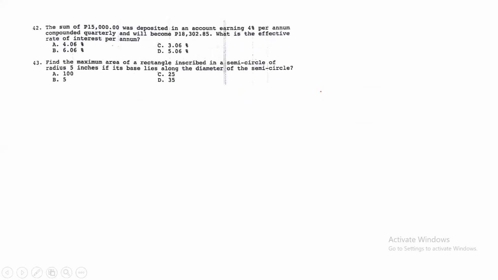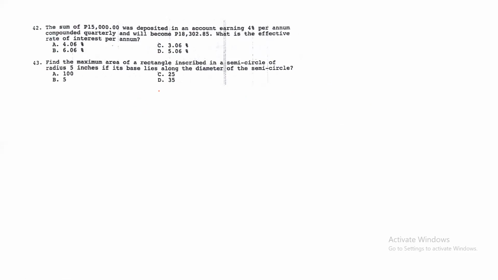So next, 42. The sum of 15,000 was deposited in an account earning 4% per annum compounded quarterly and will become 18,302.85. So what is the effective rate of interest per annum?